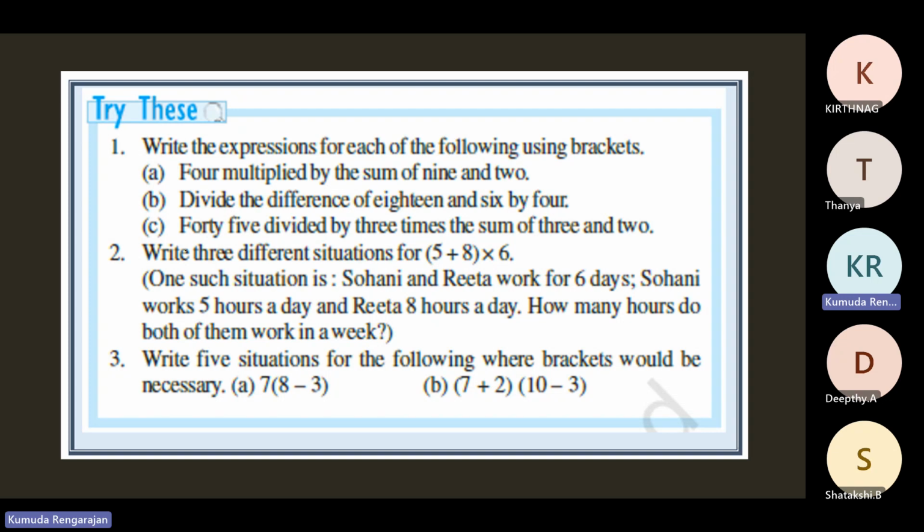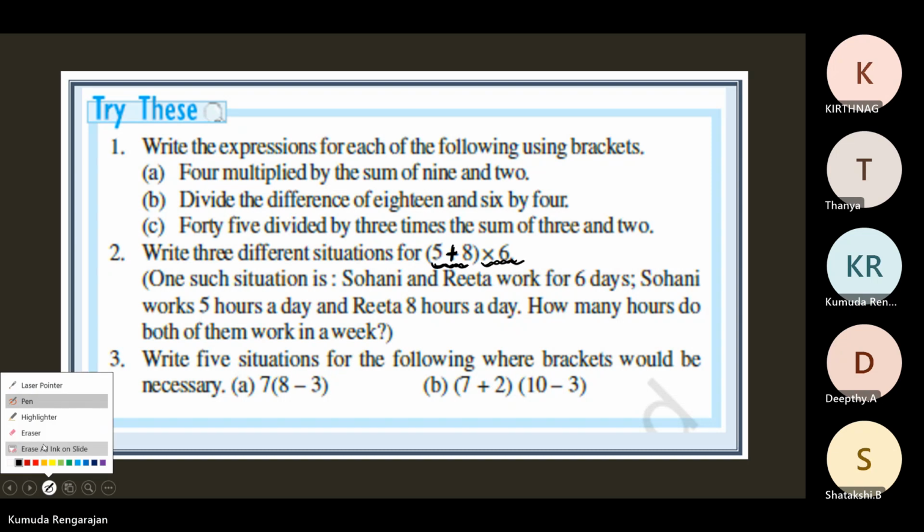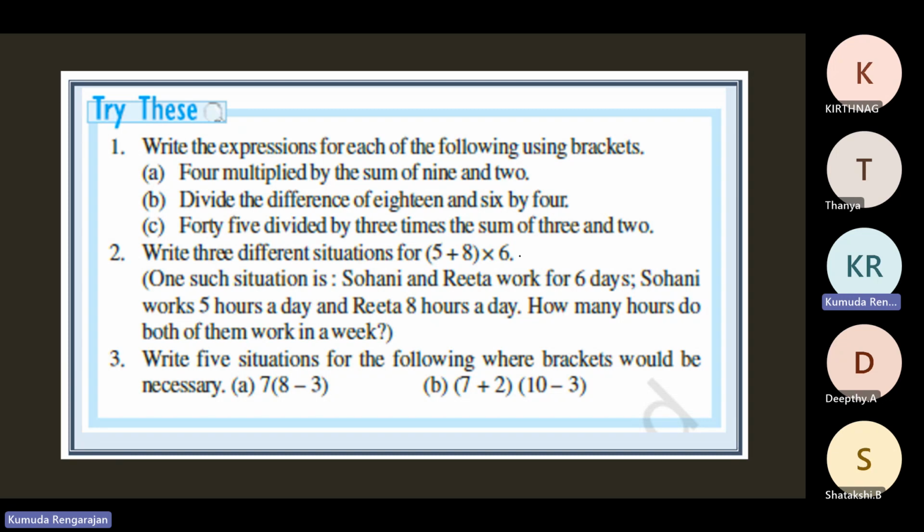Yes, children, let's resume now. So the next one is: write 3 different situations for 5 plus 8 into 6. So what is this? The sum of 5 and 8 multiplied by 6. That's how we read this. The sum of 5 and 8 multiplied by 6. Now you have to give 3 different situations. Situations meaning real life situations.